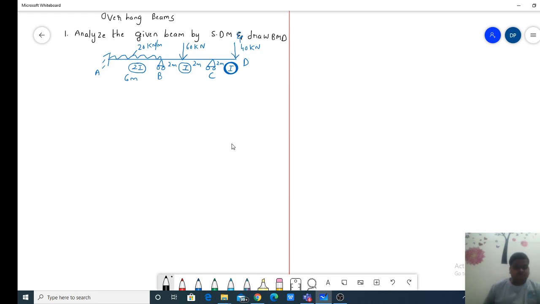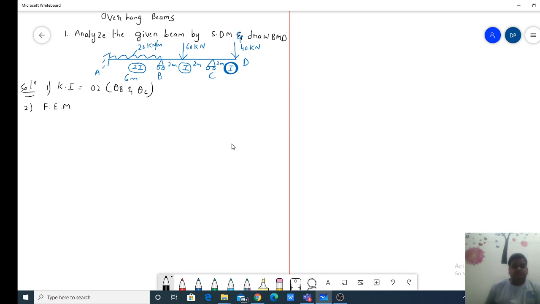Now with respect to this, when you are solving the solution, we know that the first step is to find the kinematic indeterminacy. For the given problem, the kinematic indeterminacy is the rotation at B and rotation at C. So this is equal to 2, that is theta B and theta C. This is the first step. Now the second step is finding the fixed end moment.